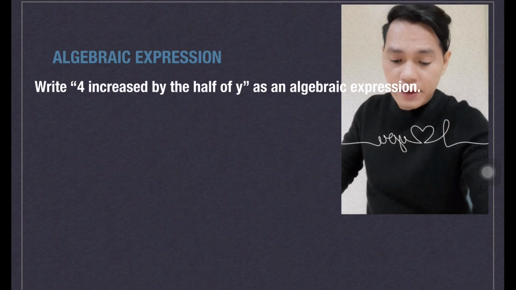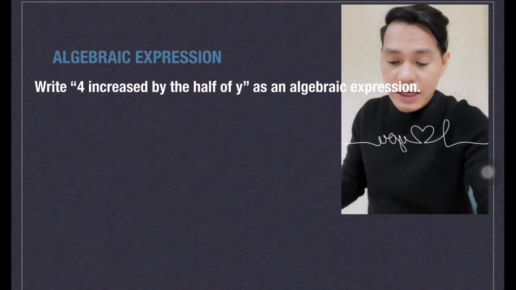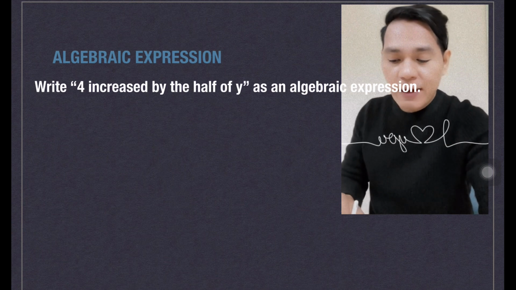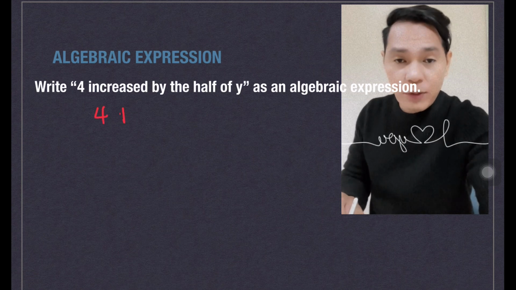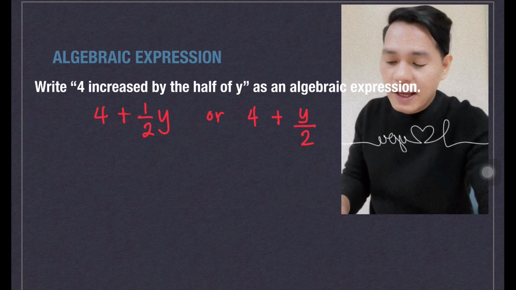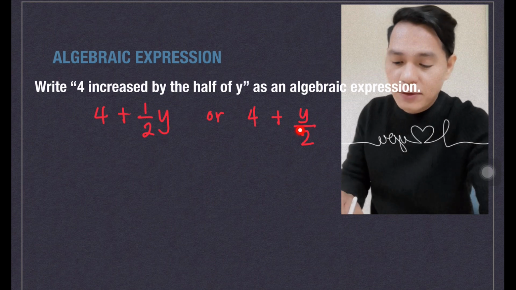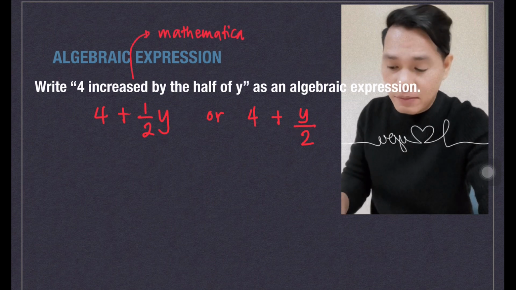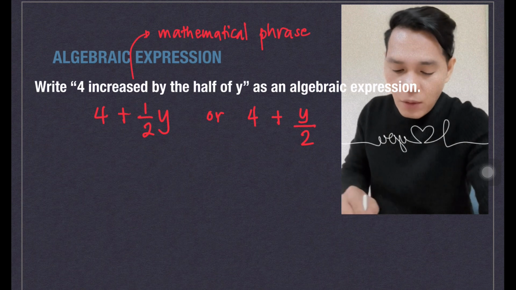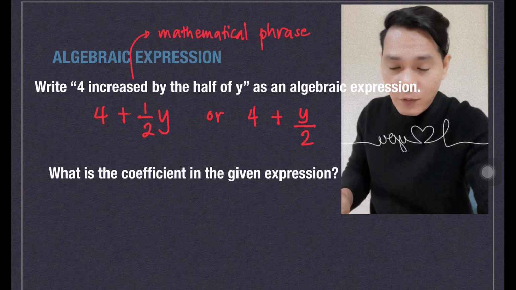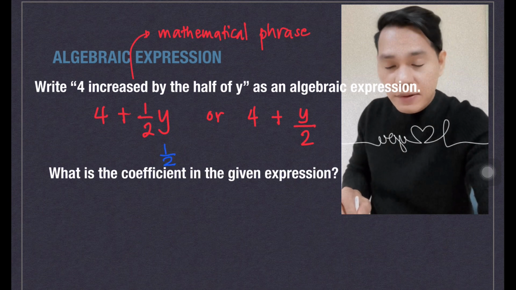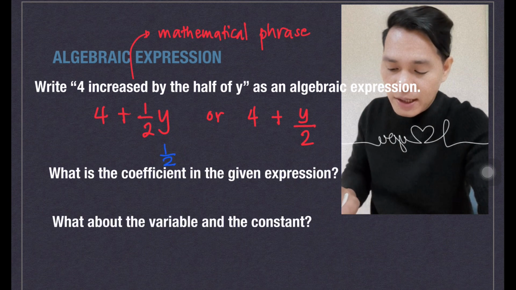I have here another example. We are going to write 4 increased by half of y as an algebraic expression. This 4 increased by half of y, we call a mathematical phrase. So this is 4 plus 1/2 y, or 4 plus y over 2. That's how you write this mathematical phrase as an algebraic expression. Now, what is the coefficient in the given expression? We have 1/2, the one beside y. What about the variable and the constant? The variable here is y and the constant is 4.